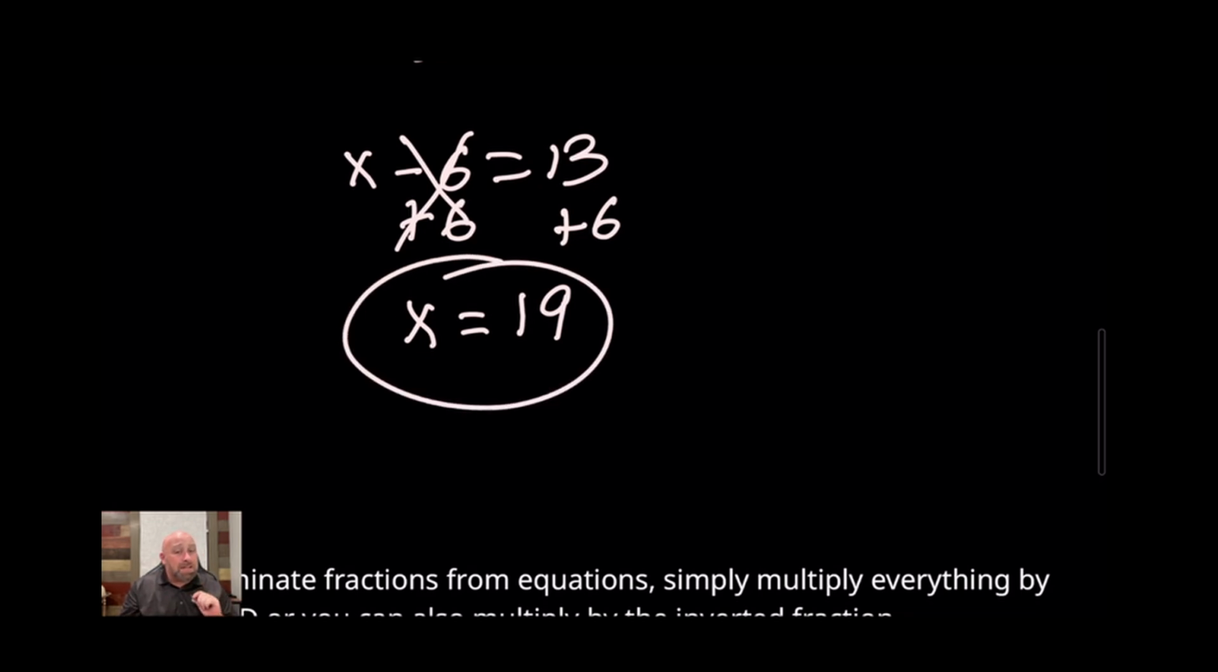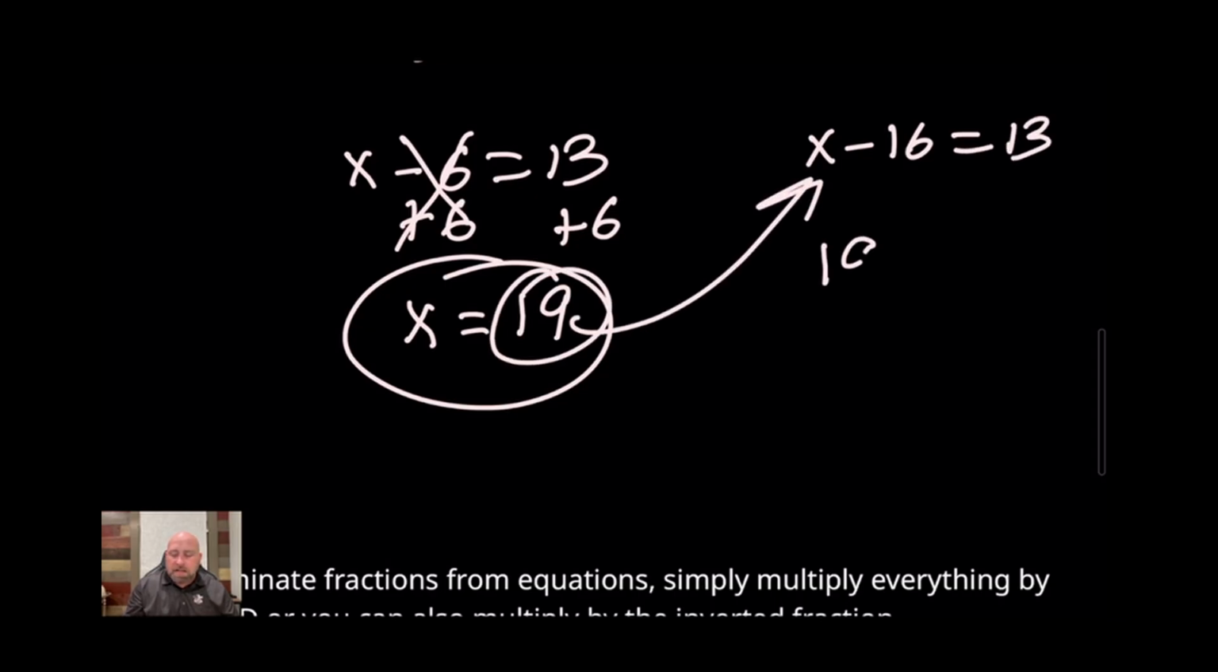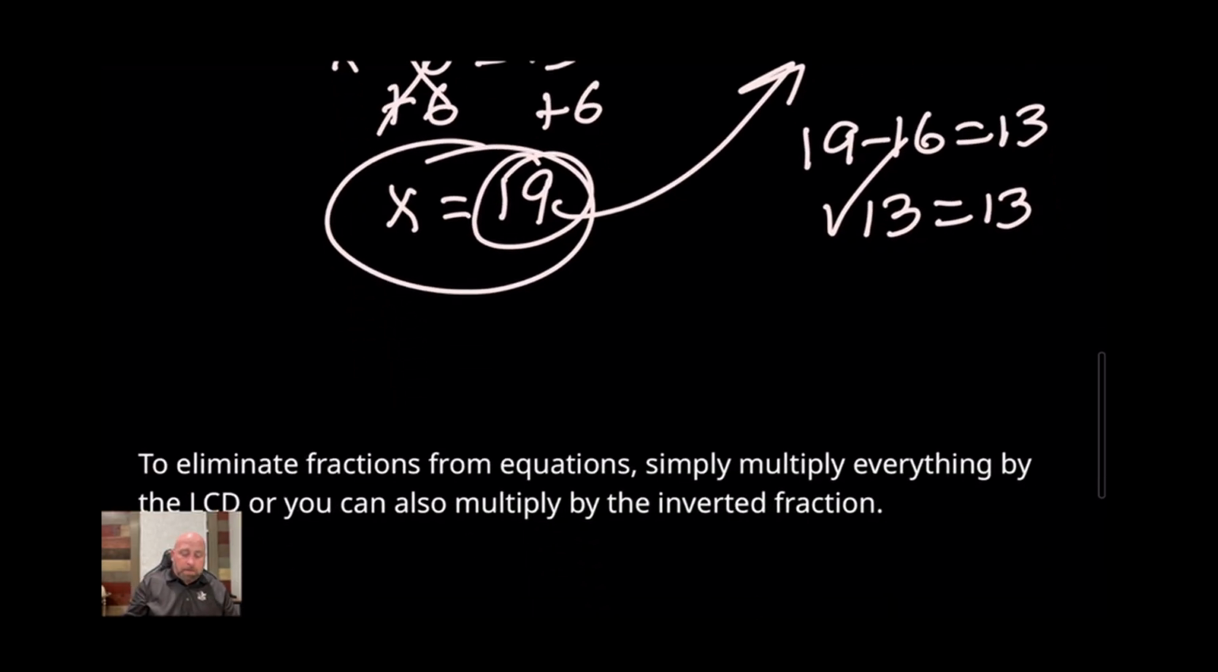Now, I'm not done technically. Here's what I want to do. I want to verify, is that true? Go back to your original, x minus 6 equals 13. We need to sub 19 in for x. 19 minus 6 equals 13. Is that correct? 13 equals 13. We are correct. Okay. All right.